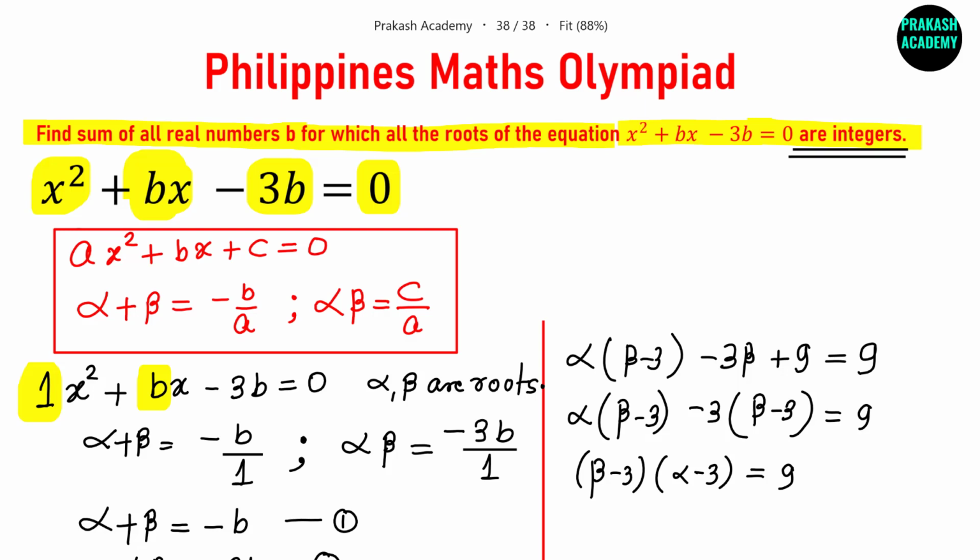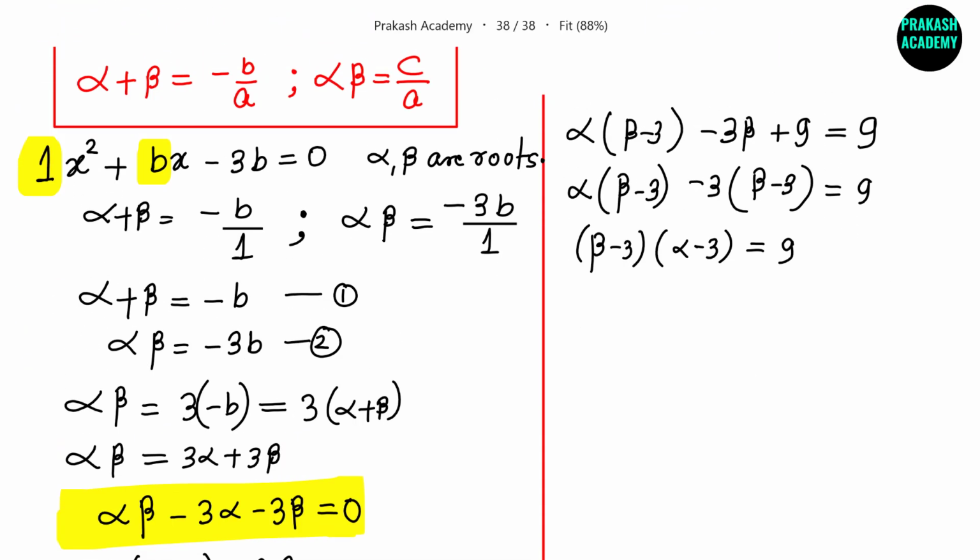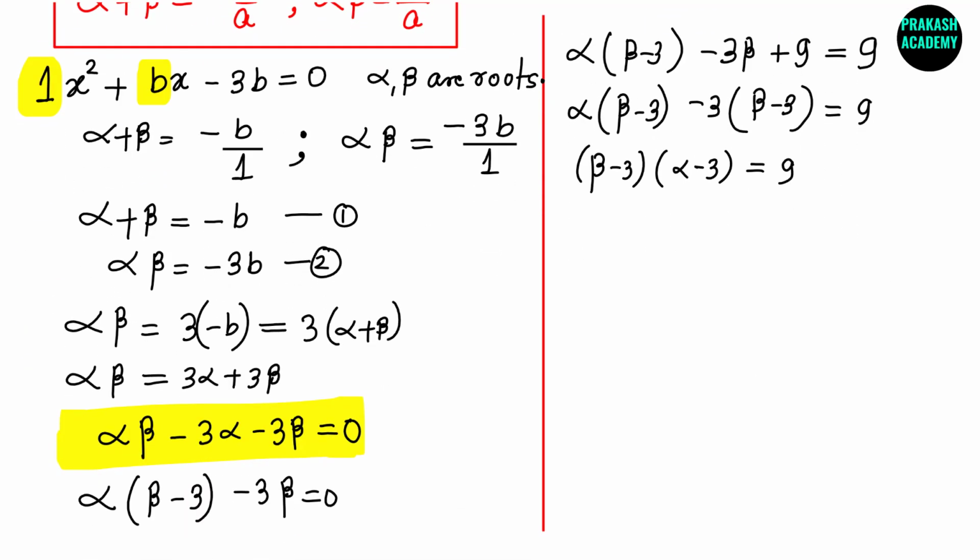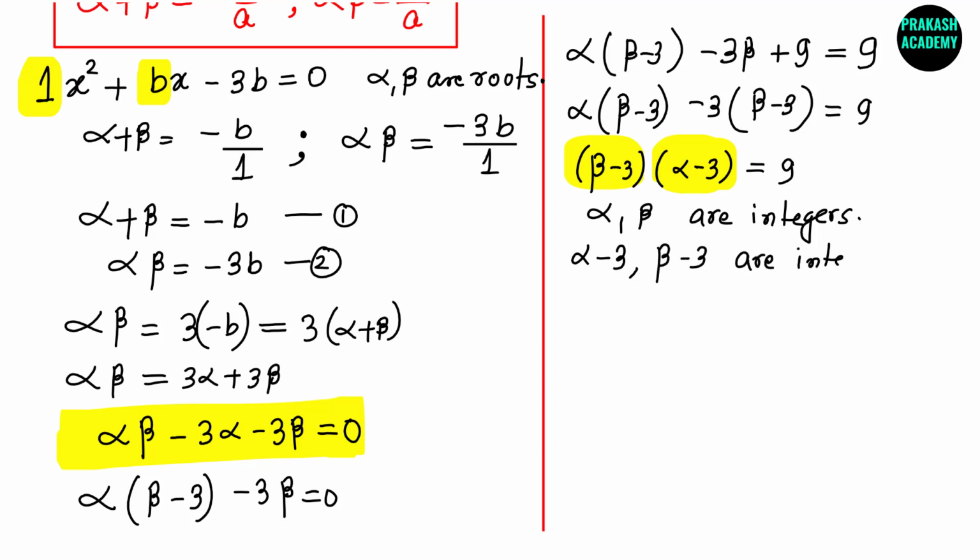So these roots are integers. This means alpha and beta are integers. Then alpha minus 3 and beta minus 3 are also integers, because if you subtract an integer from an integer, it will remain an integer. So alpha minus 3 and beta minus 3 are also integers.